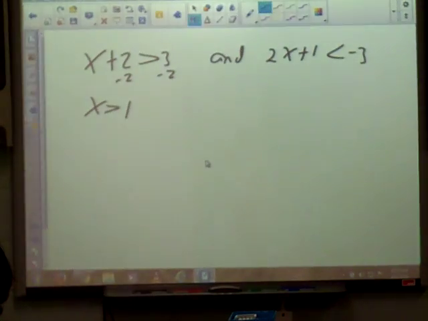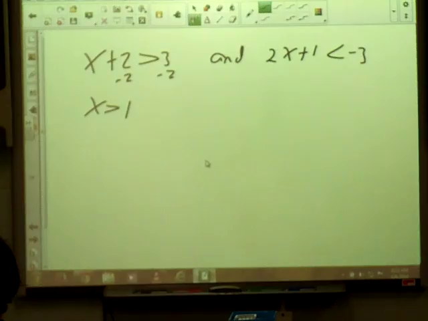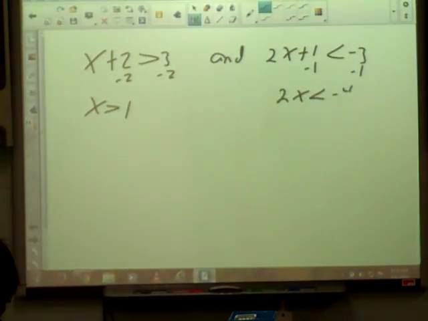Alright, got a two-stepper on the one on the right. What would my first step be? Subtract the 1. So 2x is less than negative 4. Then what?